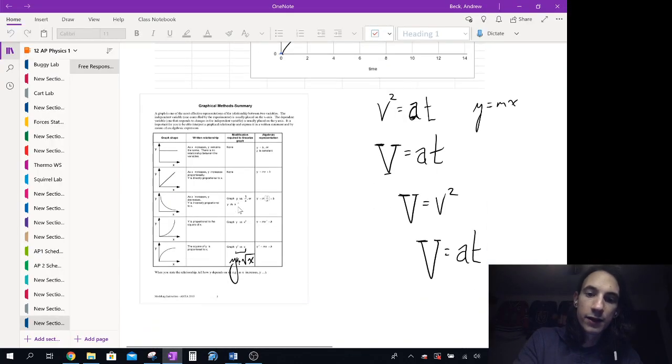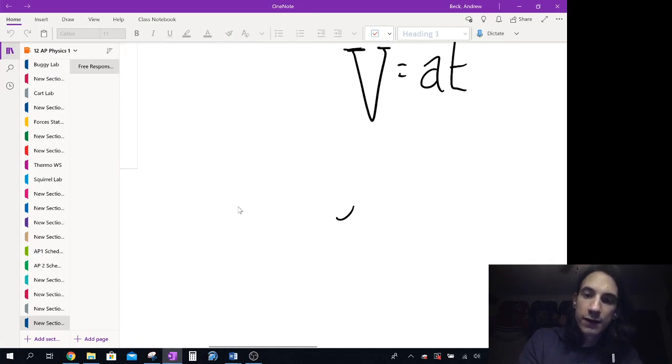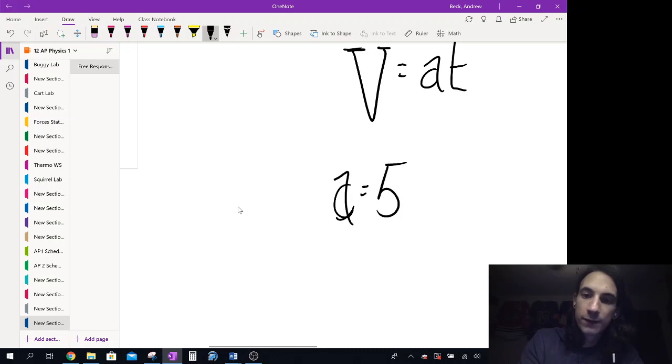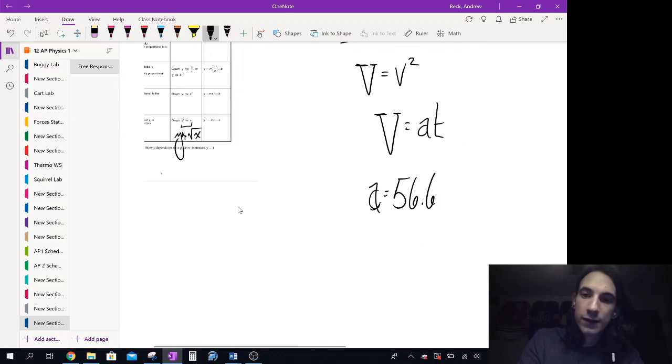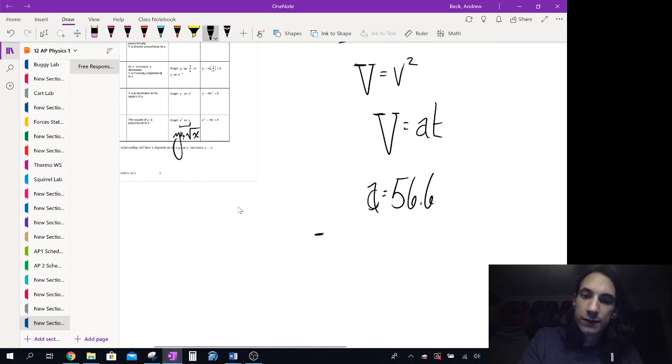So we can say, okay, in this case, our a value is 56.6. So we can say that this capital V is equal to 56.6 times t. And then we'll sub back in and say v squared equals 56.6 t.